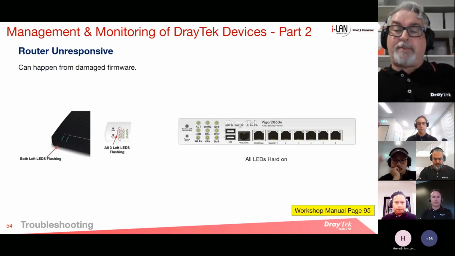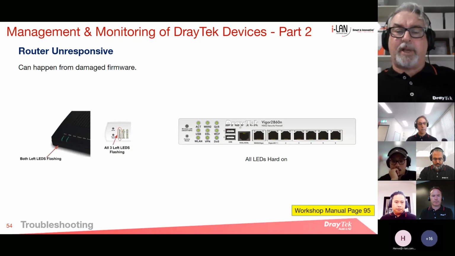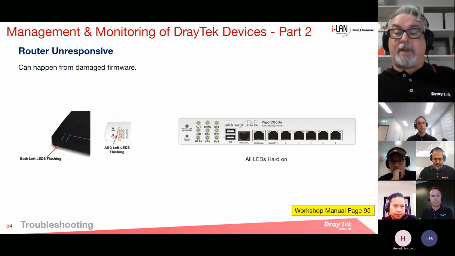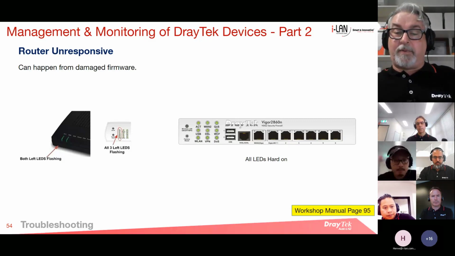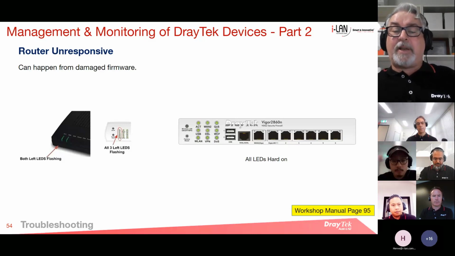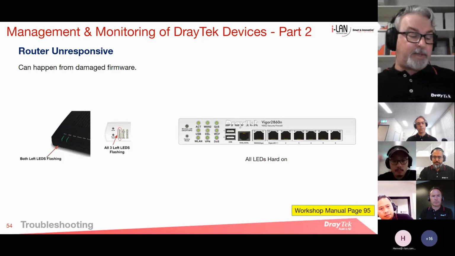If the router does become unresponsive, you'll usually see 2 or 3 LEDs flashing in unison on the front panel of the router, or in some cases, all LEDs are hard on. Power cycling usually doesn't fix it. Routers this happens to, as Sam mentioned, are sometimes called bricked, because that's essentially what they're good for in this state, or doorstops or paperweights. Thankfully, DrayTek has a recovery procedure which usually gets it going again.